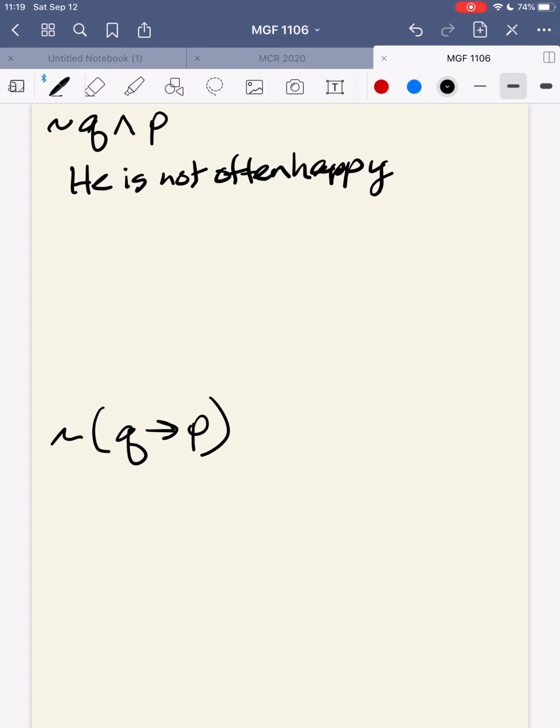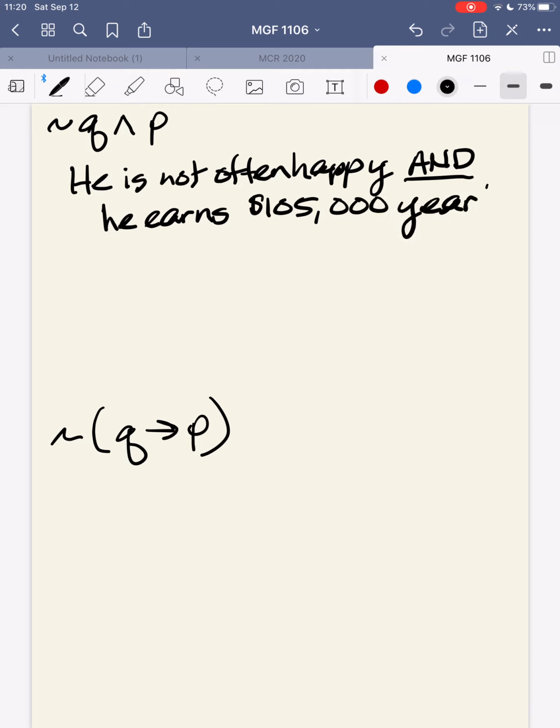You have a little bit of flexibility with phrasing. That's the one I choose to use. My symbol in between is the and. You don't have to capitalize them like I am. I'm just doing that so that you can see the breakdown. And P, so P is not negated. He is not often happy, and then P, he earns $105,000 yearly. So I'm guessing money is not making him happy.